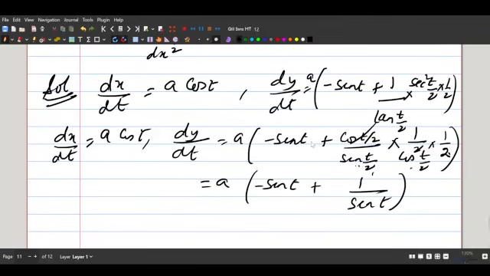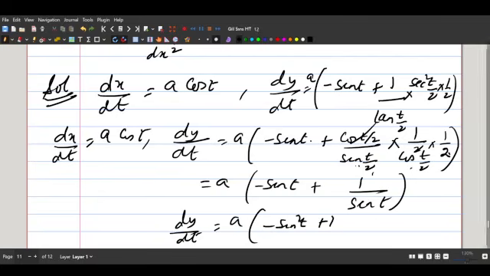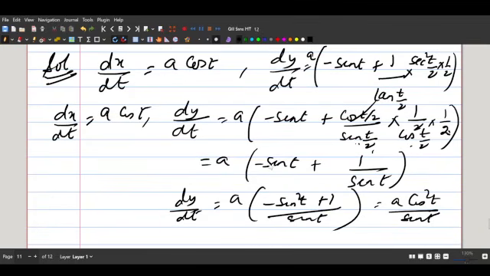I'm just solving dy by dt only. This will give you minus sin square t plus 1 upon sin t. Again, we have a trigonometric identity: 1 minus sin square t will give you cos square t. So this is your dy by dt.